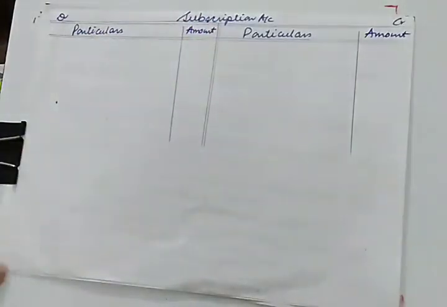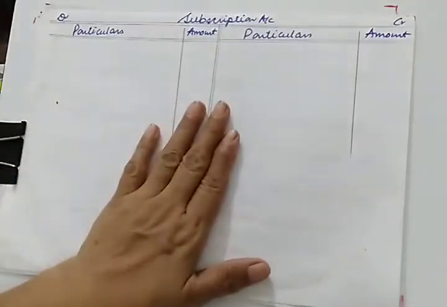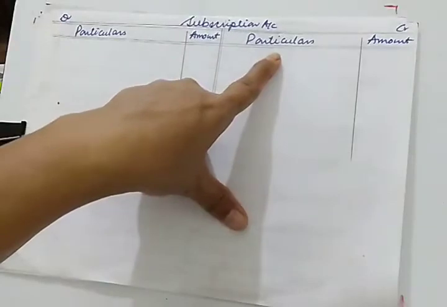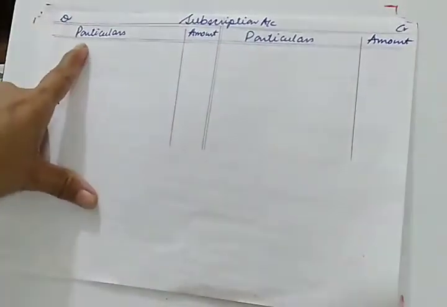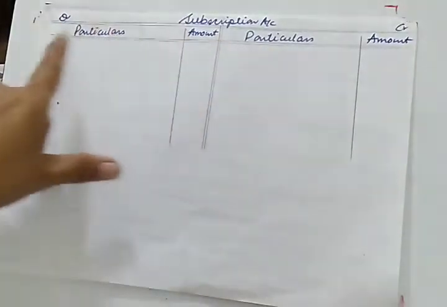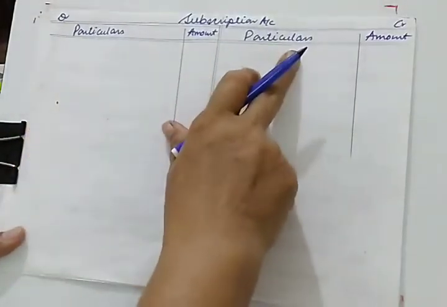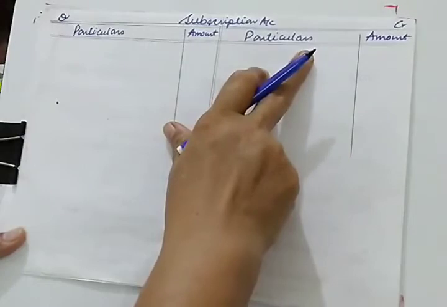So let us see how this is to be done. Now this account is a two-way account. Two-way account means that we'll be writing balance brought down here as well as balance brought down here, but the contents will be different. The contents which we'll be writing here will be different from the balance brought down which we'll be writing here.